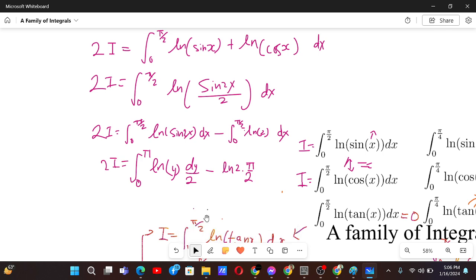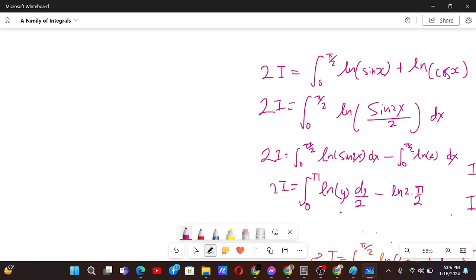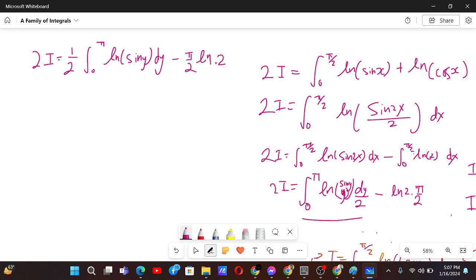Now this is the one that needs to be solved, this over here. So for that we can first take 1 by 2 outside, integral from 0 to pi by 2. Oh, it's not just ln y, it's ln sin y. Yeah, it's ln sin y. So ln sin y dy minus pi by 2 ln 2.